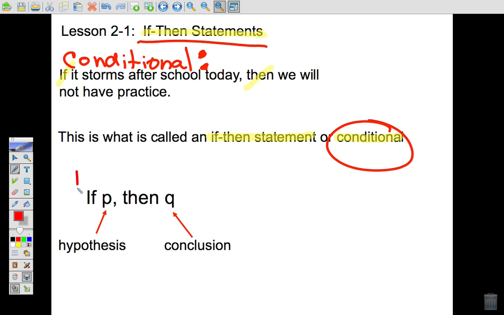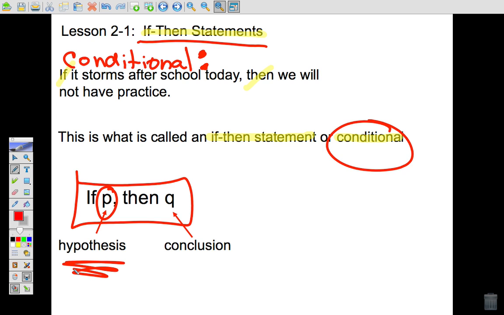Now, in a typical conditional or if-then statement, the first part, the if part, is called the hypothesis. The hypothesis is the part that's being tested. We're not sure if it's going to be true or not. So if this happens, then the then part is called the conclusion. If the hypothesis does happen, then this will happen as the conclusion. I just wrote it in the form using the letters P and Q. The P can be anything.